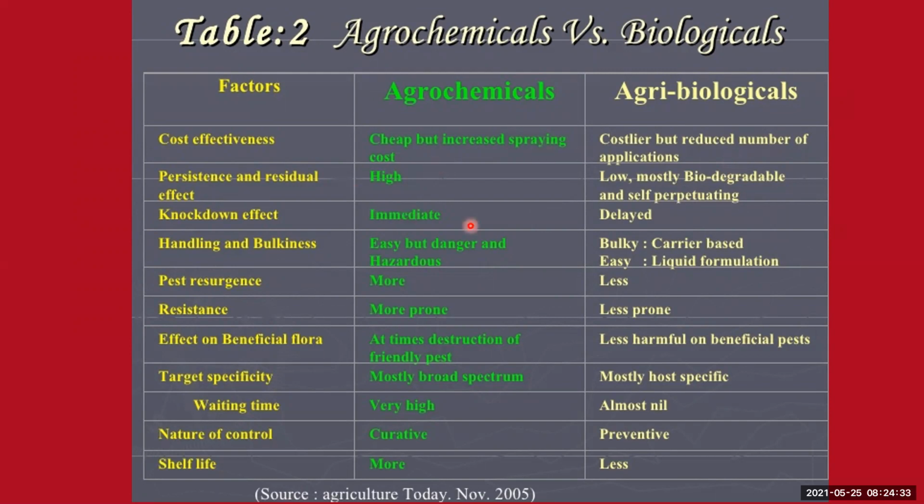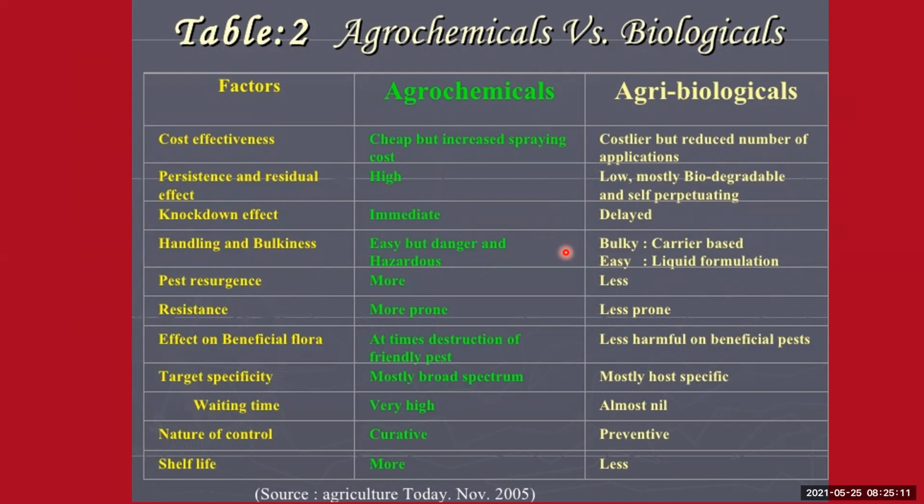Now, residual effect is very high in chemical pesticides and mostly low in biopesticides, which are self-perpetuating. And if you look at the knockdown effect on the insect, chemical pesticides have an immediate knockdown effect, but biopesticides have a delayed knockdown effect. But if you look at the nature of control of the two, chemical pesticide has a curative effect, but biopesticide has a preventive effect. It will prevent.